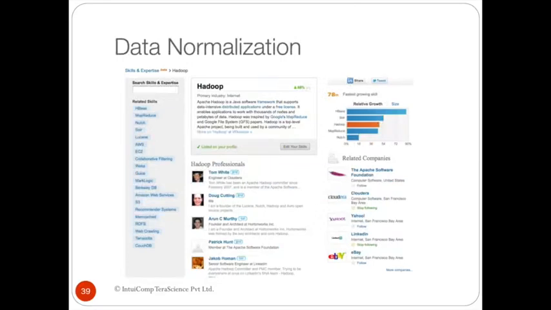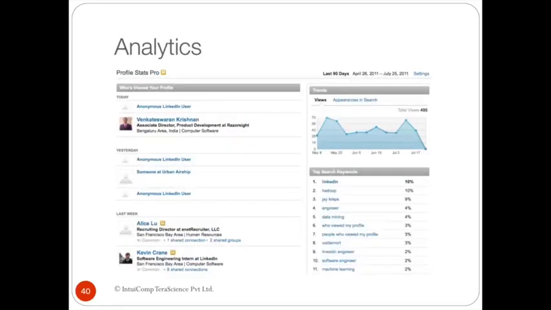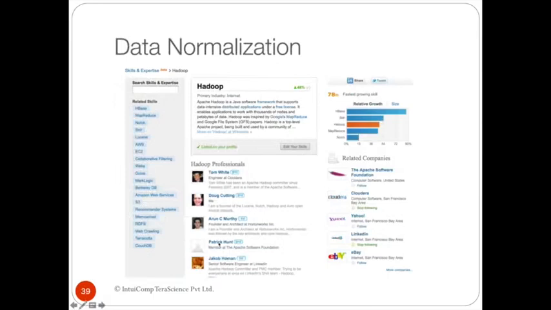Next is data normalization. Apache Hadoop is a Java software framework that supports data-intensive distributed applications under a free license. It enables applications to work with thousands of nodes. Hadoop was inspired by Google's MapReduce and Google File System papers. Hadoop is a top-level Apache project being built and used by a community. Here you can search for Hadoop professionals, and also related companies: Apache, Cloudera, Yahoo, LinkedIn, eBay. Thus we do data normalization.